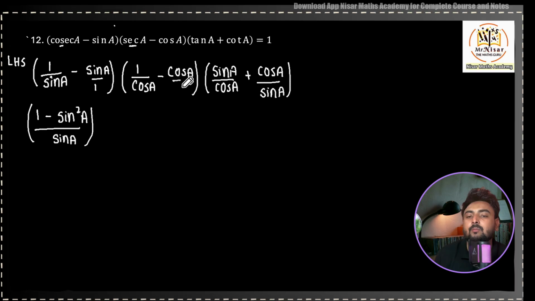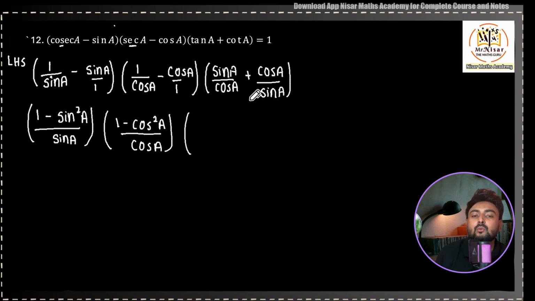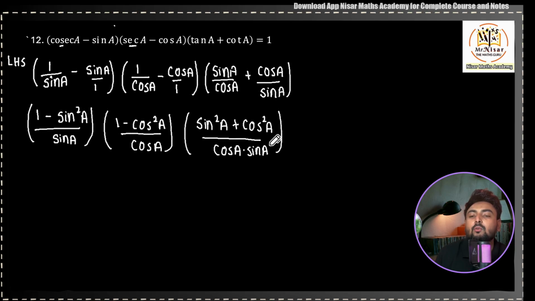In the same way, again the denominators are not the same, so cross multiply. 1 into 1 is 1, minus cos A into cos A, cos square A upon cos A. When the answer is going to come, everything should get cancelled, I feel. So sin A into sin A will be sin square A. Cos A into cos A will be cos square A, upon cos A into sin A. In the rest, all terms I have done cross multiplication. Now let's see what we can do.